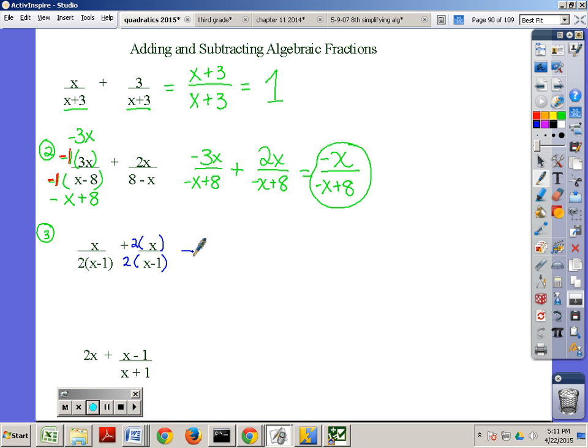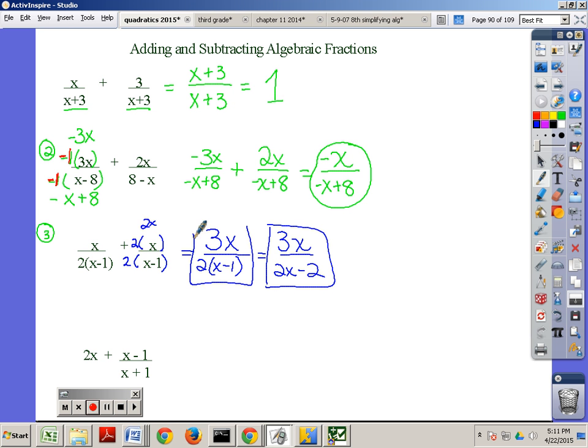So now I just get to add x plus 2x. You know we simplify 2 times x, which is 2x. So x plus 2x, you get 3x on the top and 2 times x minus 1 on the bottom. If you wanted to, you could put that as 2x minus 2 by distributing your 2. Either answer would be acceptable.